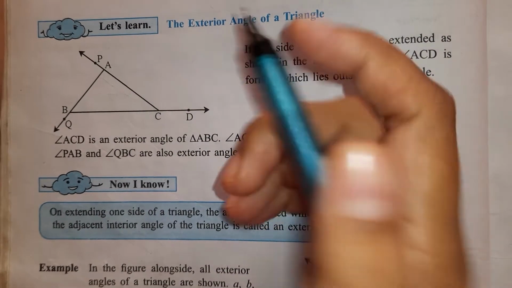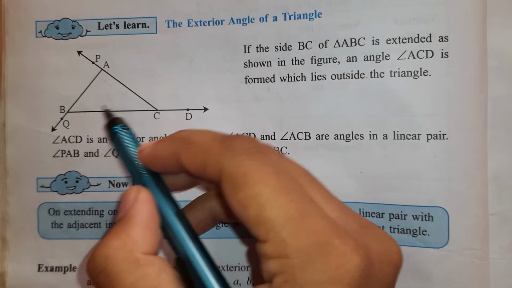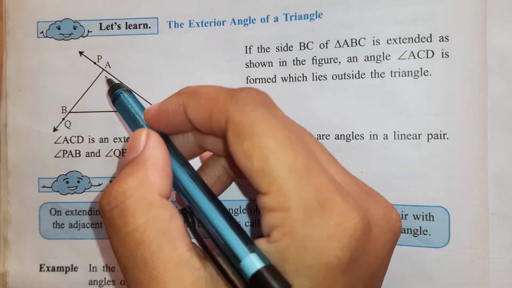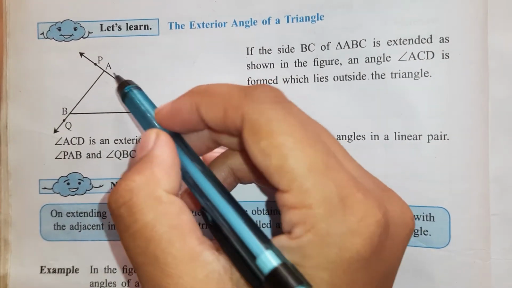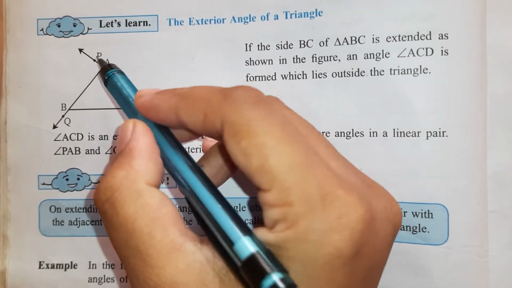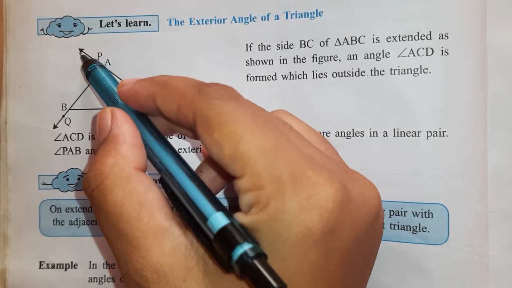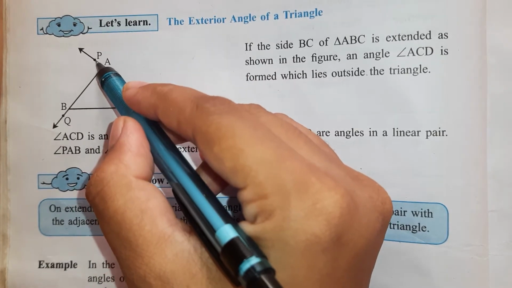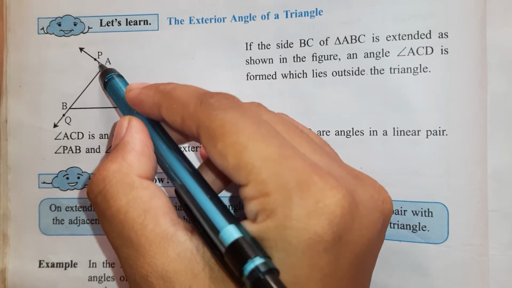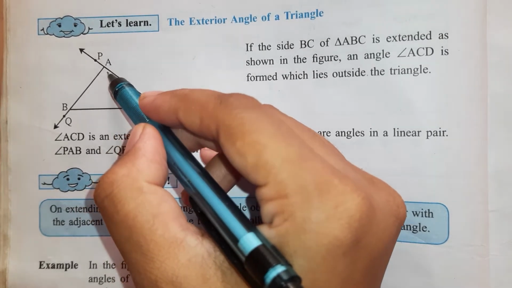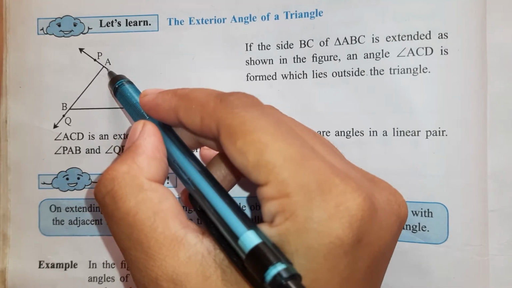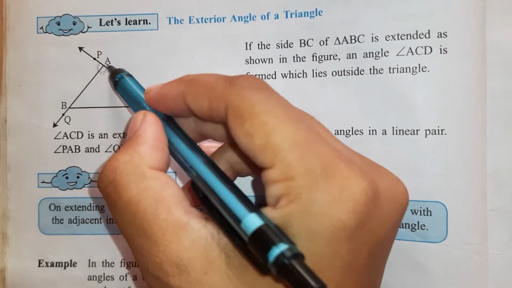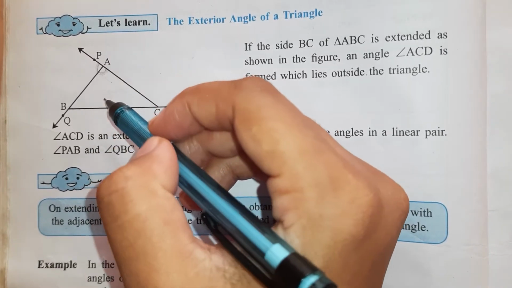So, suppose this is a triangle ABC. Now, if we extend one side of the triangle, AC is the side of the triangle. If we extend it a little bit, then we observe that one angle is formed here outside the triangle. And this angle is adjacent to the interior angle, and together they form a linear pair. They are on the same line, means they form a linear pair.